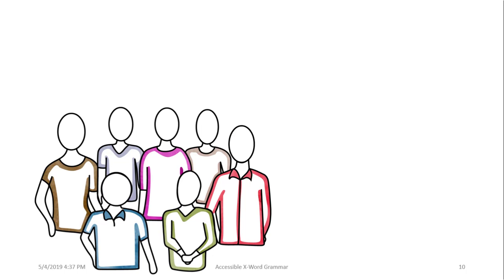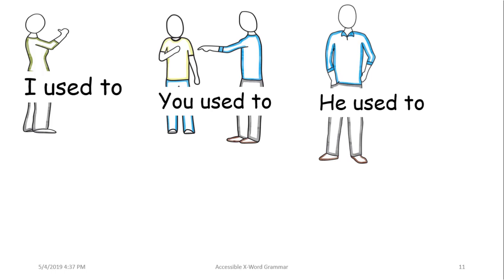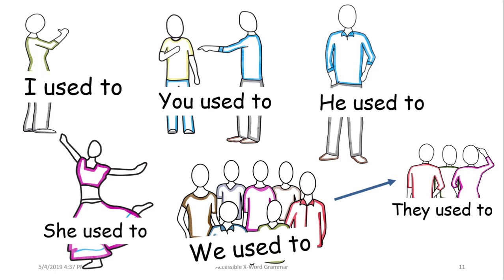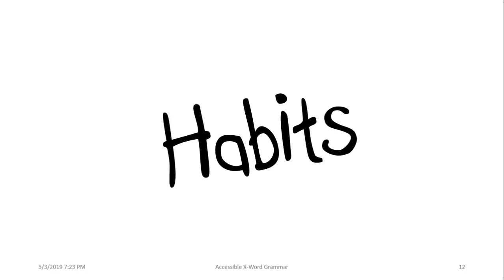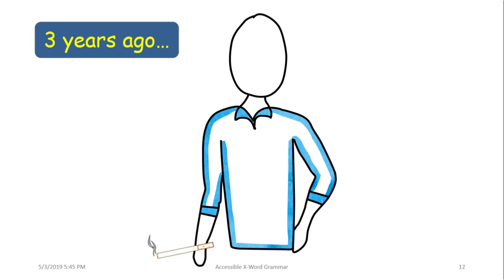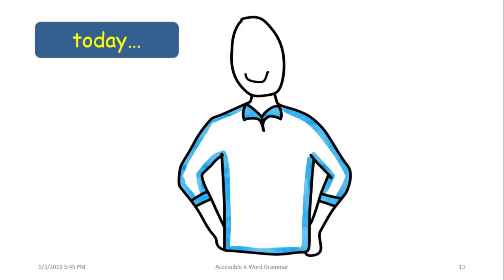Because it's in the past, there's no third person S. It's used to for every person. Used to is often used for habits. John used to smoke, but he quit 3 years ago.